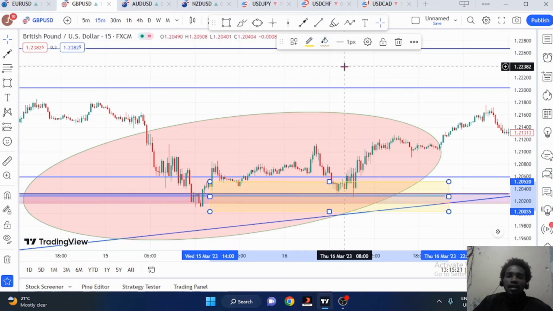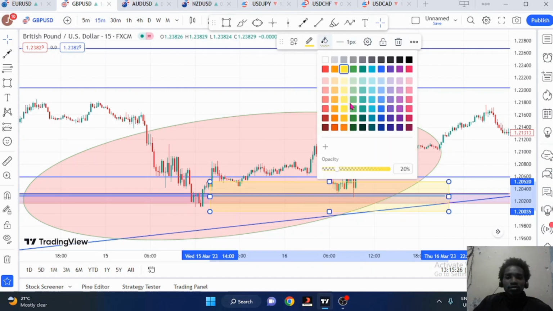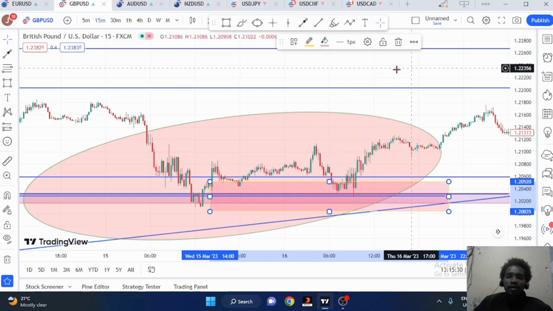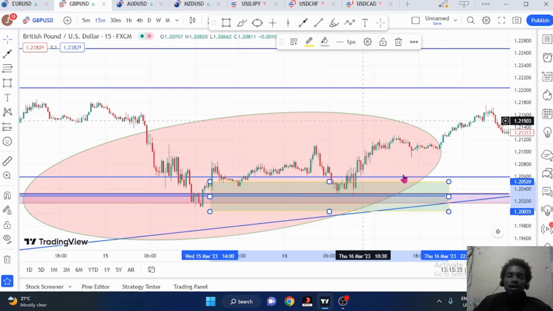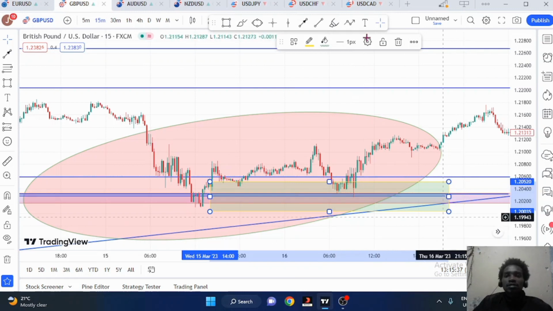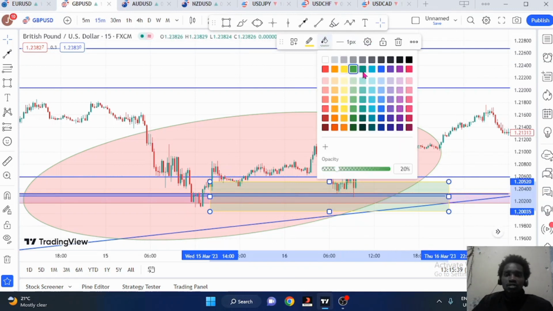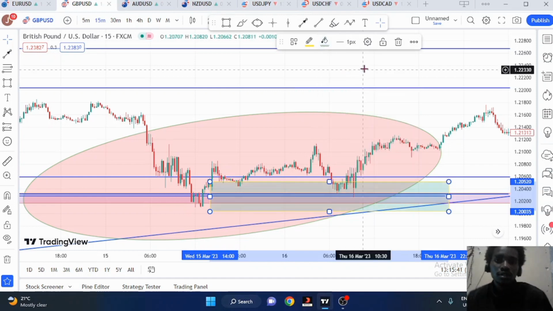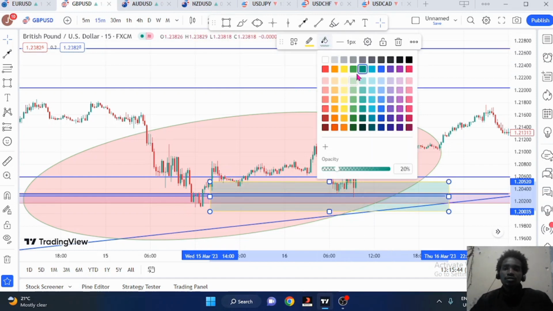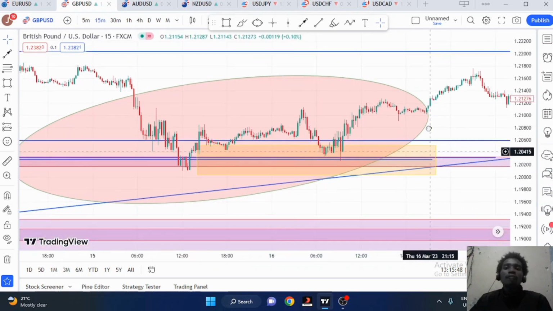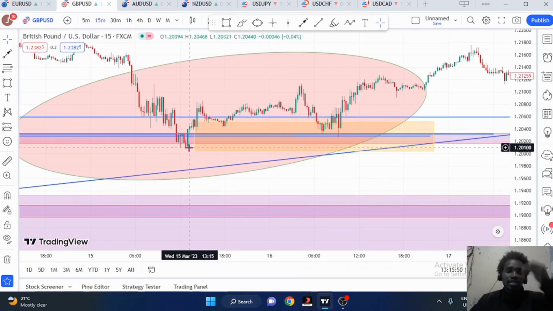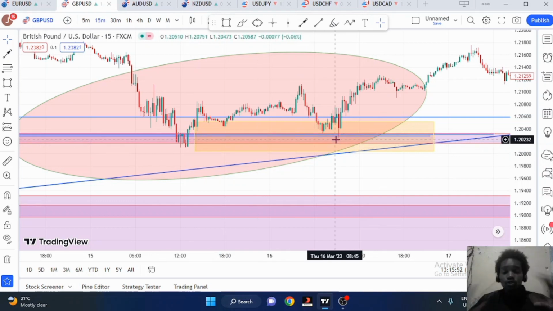Of course, let me make it clearer so that you can see. I'm going to make it pink. No, I'm going to make it green. Something like that. Can you see, guys? Let me just make it orange. Exactly. So I'm going to make my entries in this zone. I'm ready to take the trade.